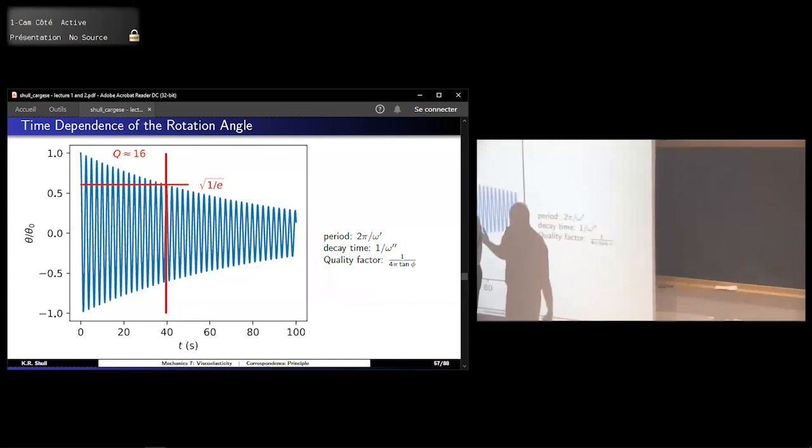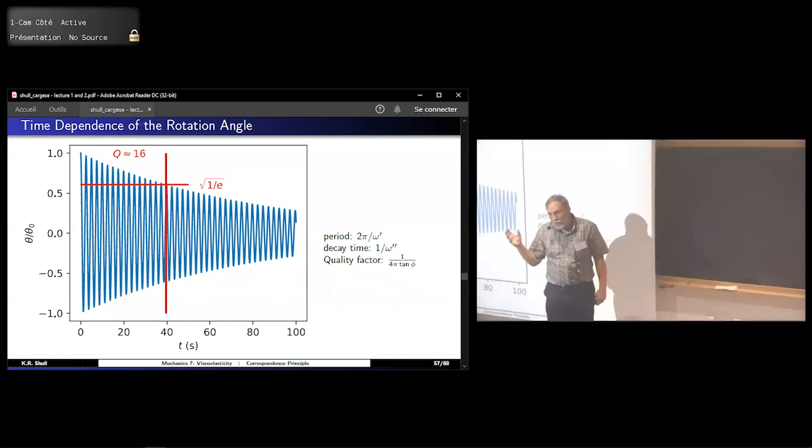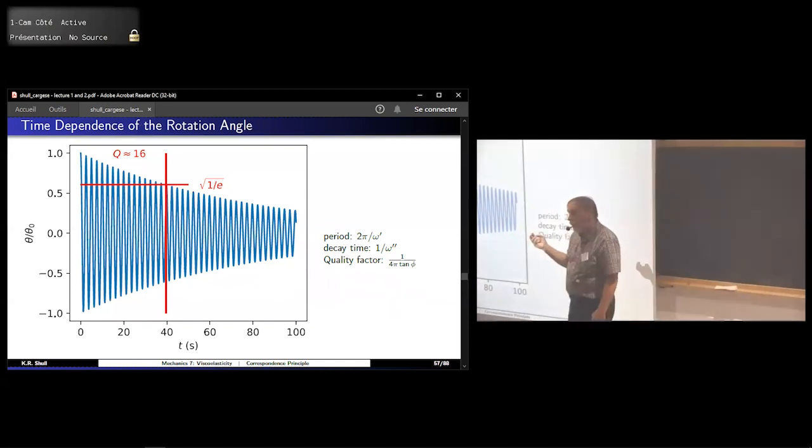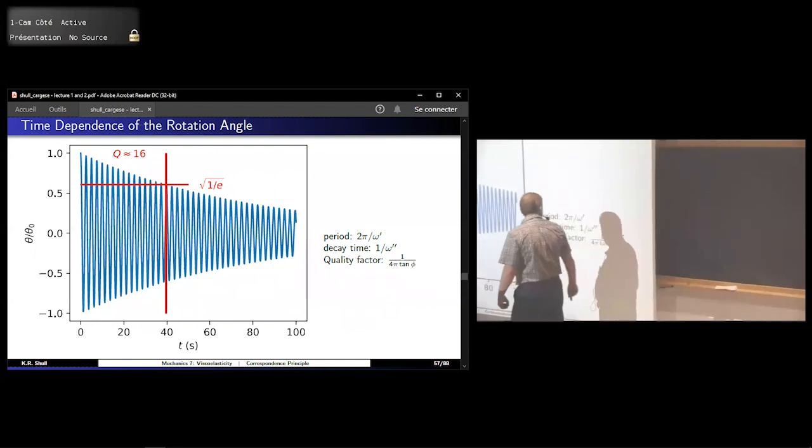So what the dissipation does, this makes sense, is that it's not a perpetual motion machine. The oscillation dies down. And here, the only reason it's dying down is because of the small amount of viscoelasticity, the energy loss in the material. So a non-zero phase angle gives me this.